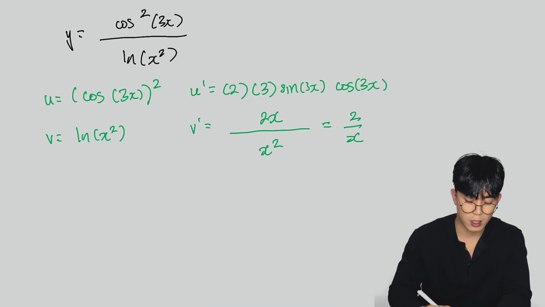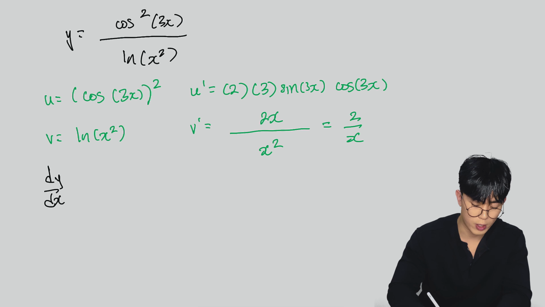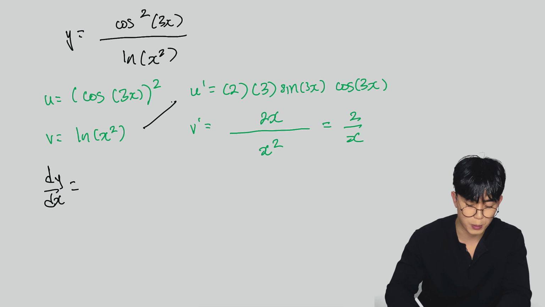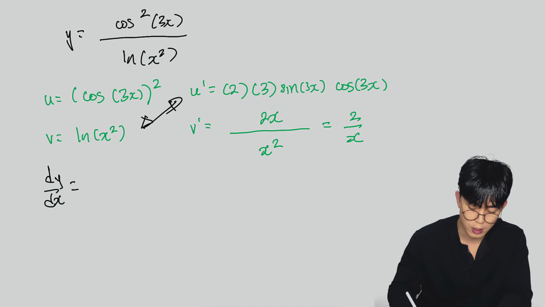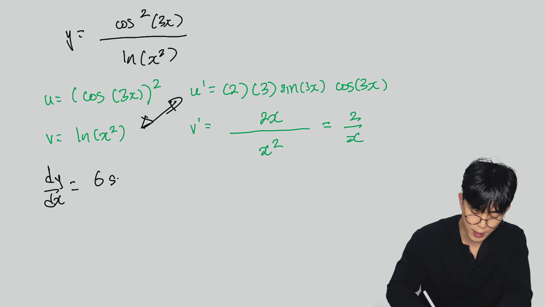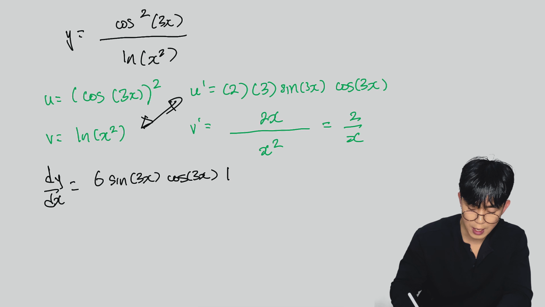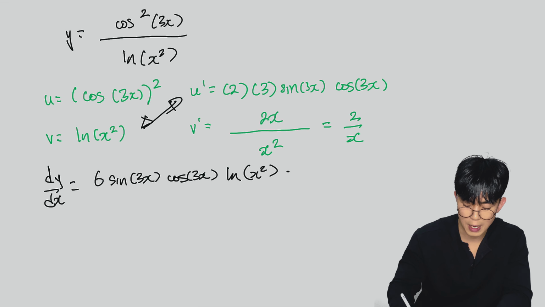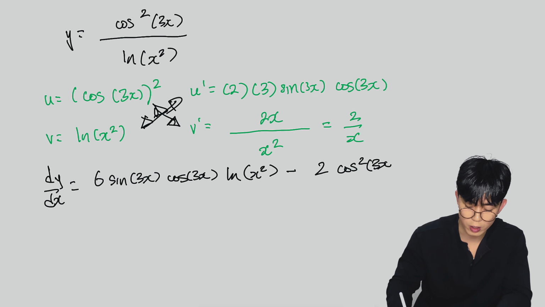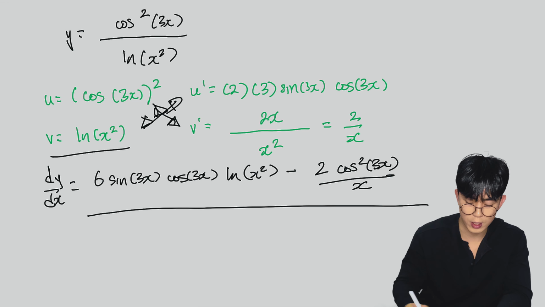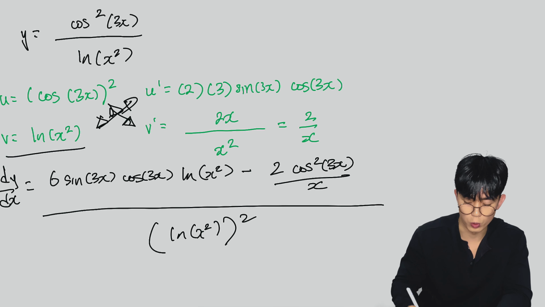Right, now it's just a matter of using the quotient rule formula. Remember, for the quotient rule, it's very specific, so it has to be v times u prime first. So this is 6 sine 3x cos 3x ln x squared. Has to be minus u times v prime, so that's going to be 2 cos squared 3x all over x, and that's all going to be over v squared, so it's going to be ln x squared all squared like this.